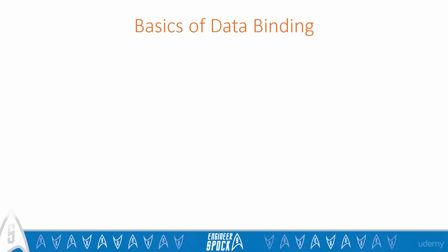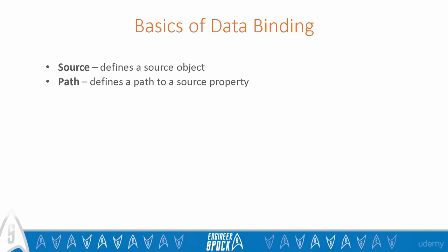Data binding mechanism comprised in the class named Binding. It can be used in C# code, but almost always you will use it in XAML as a markup extension. The most useful properties of this type are Source, which defines a source object, Path, which defines a path to a source property which belongs to the object referenced in the Source binding property.